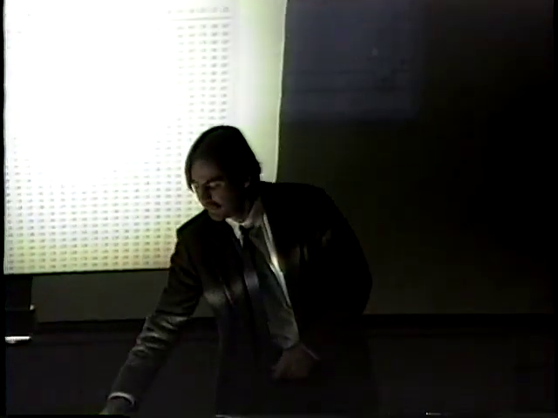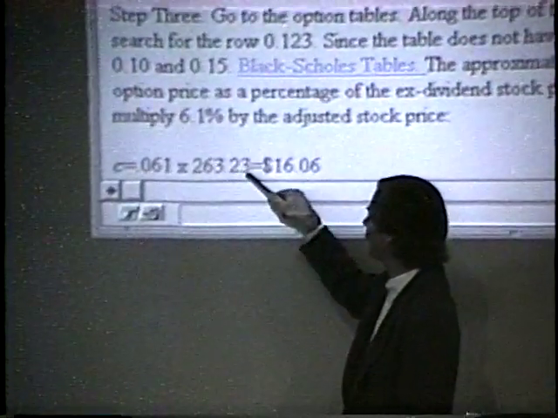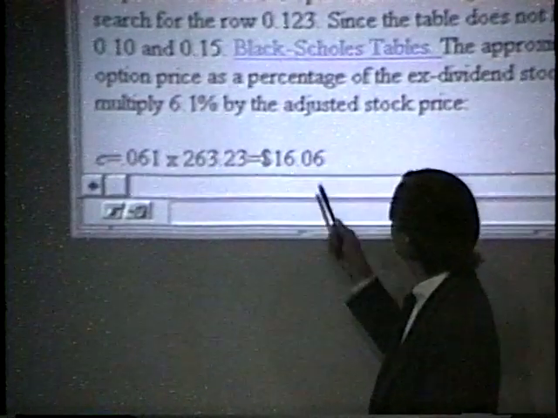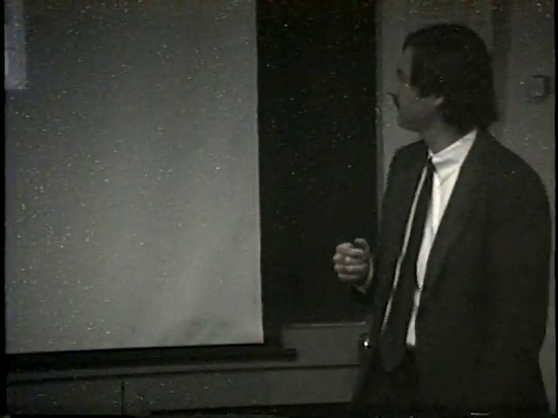So to back the call price out, I take 0.061 multiplied by the ex-dividend stock price, and I get 16.06. That's the value of the call according to Black-Scholes. Now, I also ran this on the computer. Actually, did anybody run these on the computer? You did. It's close. Using the table is pretty close to what you get if you did it exactly. All right. So that's how to use the Black-Scholes with tables.